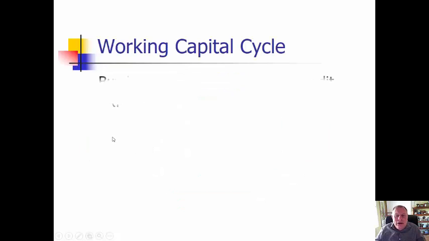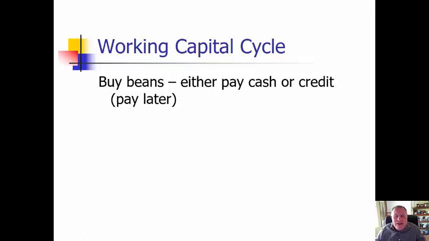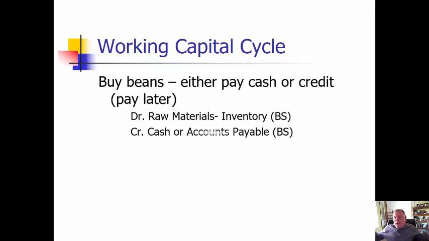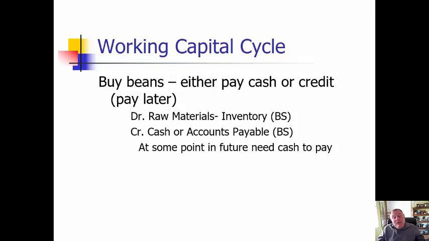Let's look at this in a little more detail from a debit versus credit perspective. Okay? You buy the beans. Okay? So at this point, you either pay cash or credit, pay later. So that would be debit, raw materials, inventory on the balance sheet, credit, cash or accounts payable. At some point in the future, they need to pay cash. And in that case, the cash would go out and accounts payable would go down. So cash goes out here.